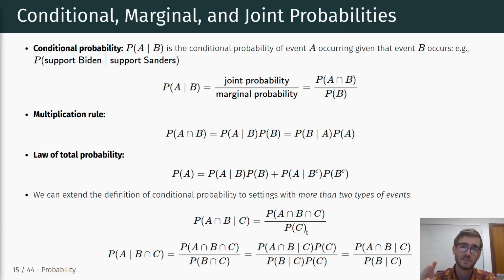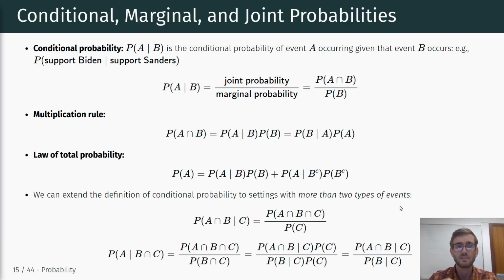We can also do this the other way around, in the sense that we condition on the intersection of two events, so the probability of A conditional on B and C happening, which is again the joint probability divided by the marginal probability, which in this case is now the probability of B intersect C. And we can use the multiplication rule for both the numerator and the denominator to simplify this to the probability of A intersect B conditional on C divided by the probability of B conditional on C.